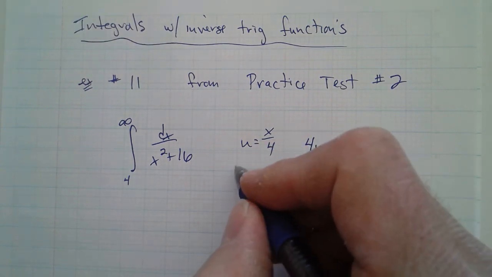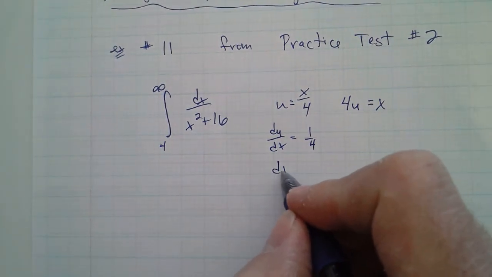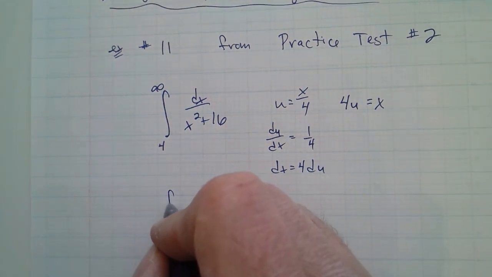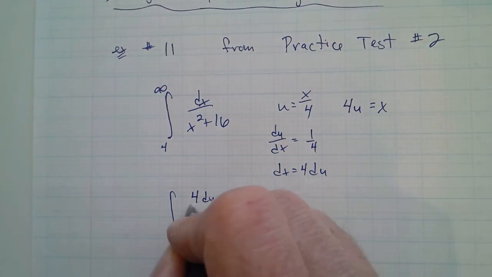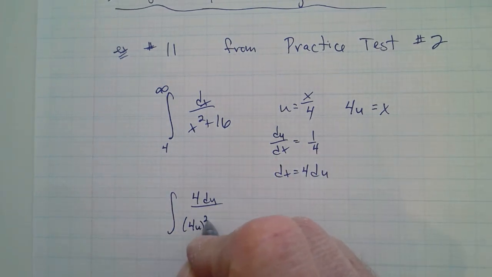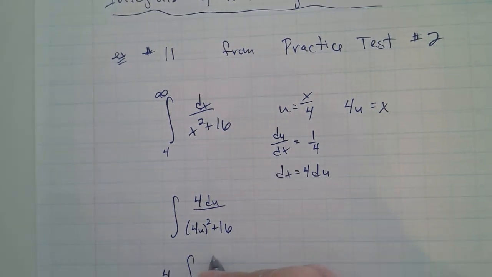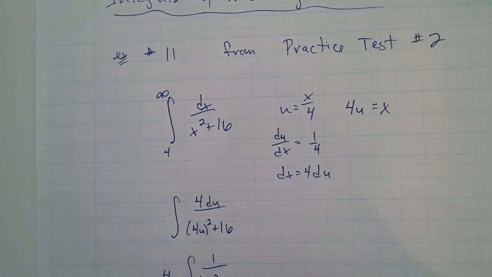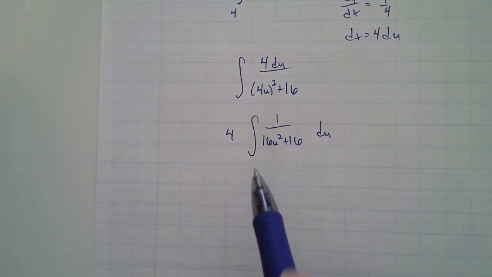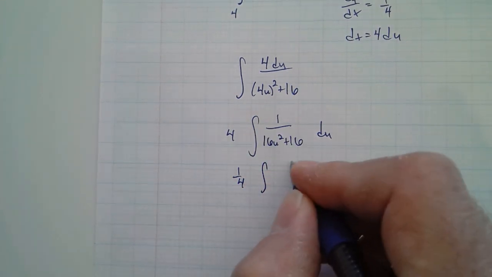Okay, so using u here, find du dx equals 1/4. Cross multiply or solve. There's my dx. So then when I rewrite my integral, my dx is 4 du over x squared, which is 4u squared. So I have 4, so you can factor 16 out of the bottom. So over 16, that's going to be 1/4 out front.